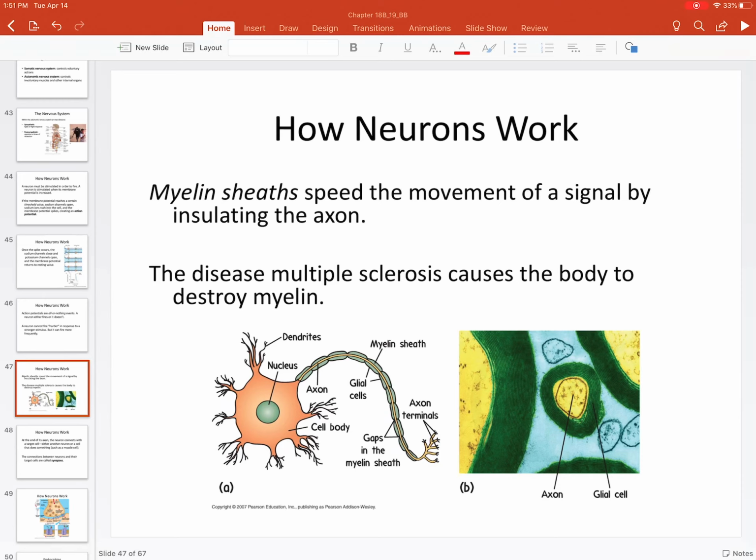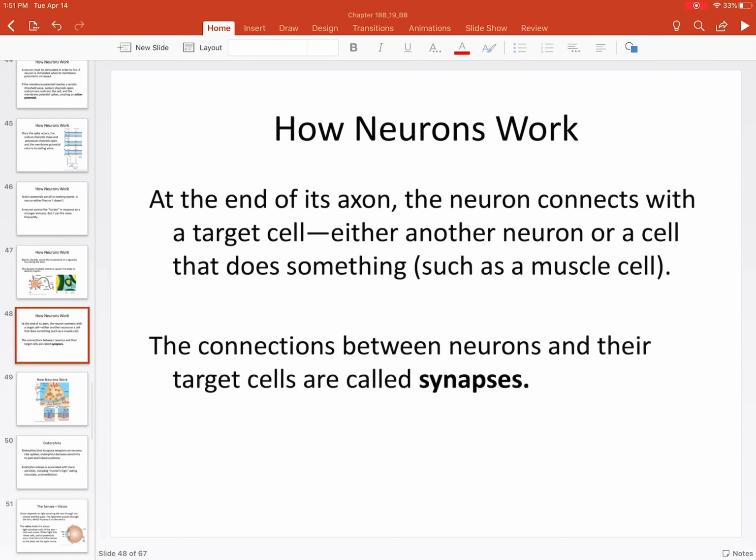So myelin sheaths are going to speed the movement of a signal by insulating the axon. The myelin sheath is made up of glial cells, or these little green things right here. A disease like multiple sclerosis causes the body to destroy the myelin. So it attacks it and basically eats away at it so that the axon loses that insulation and it's not able to pass along the signal as efficiently. Eventually, it'll stop passing the signal along altogether.